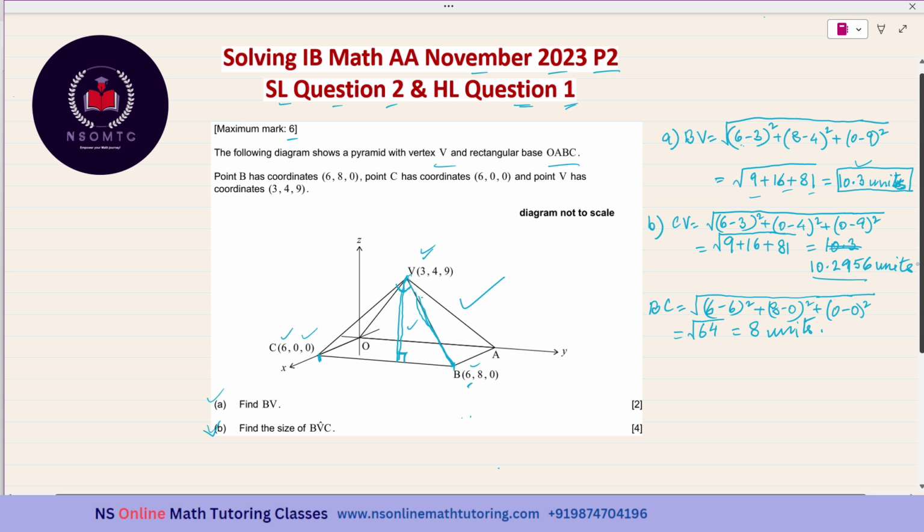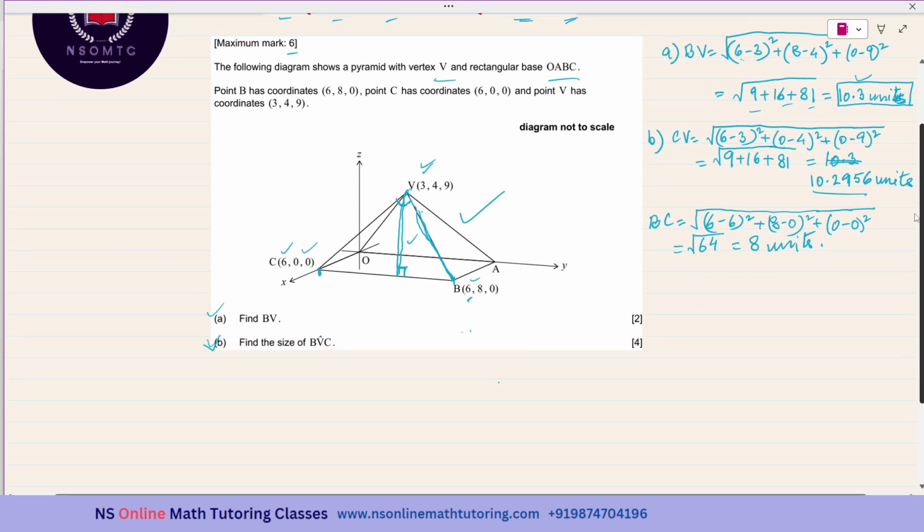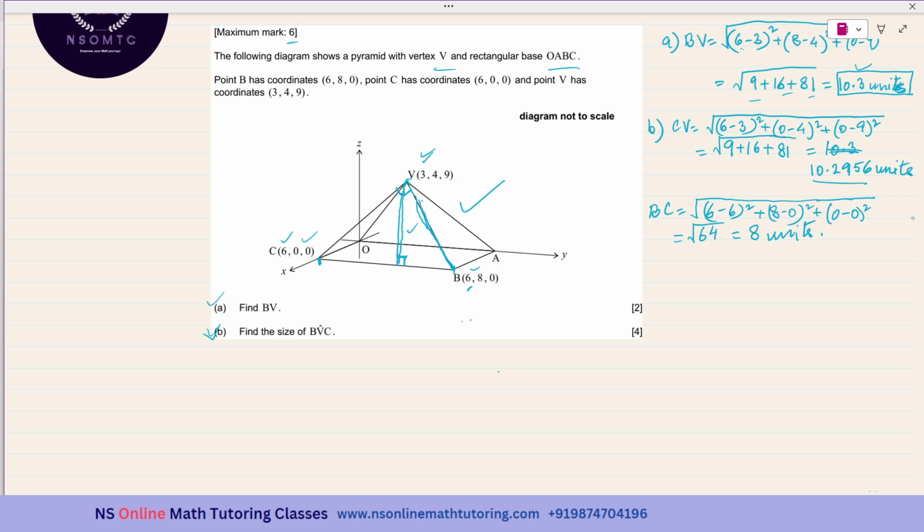Okay. So now that we have got the lengths of the 3 sides of this triangle, we can use the cosine rule to find the angle BVC. So I am writing 8 square. This is 8. So I'll be starting with the side which is opposite to the angle.